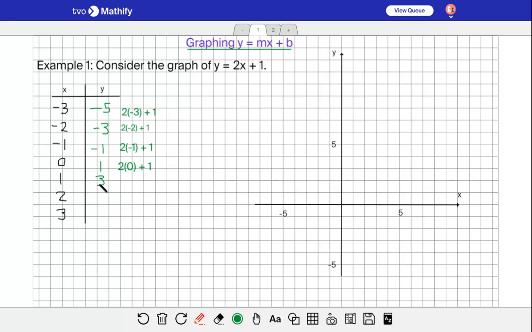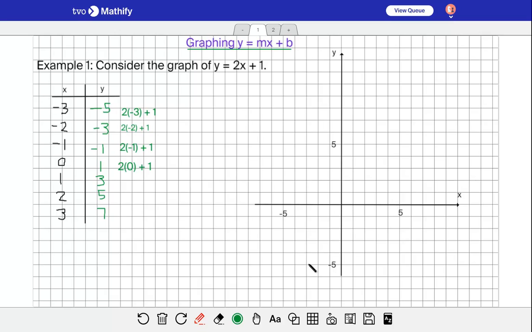And you should start seeing a pattern here. -5 to -3, it's going up 2. -3 to -1 is going up 2. -1 to +1 is going up 2. That's why this is a line. 1 to 3 is going up 2. See, if I put 2 in place of x here, 2 times 2 is 4, plus 1 will be 5. So this next one is 5, and then we go to 7. So those are our points.